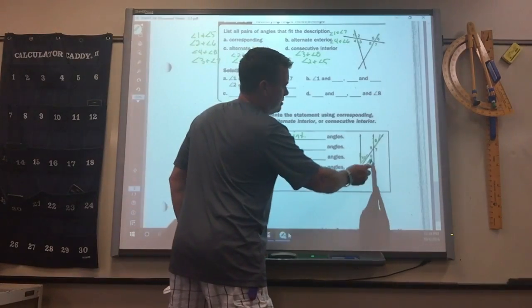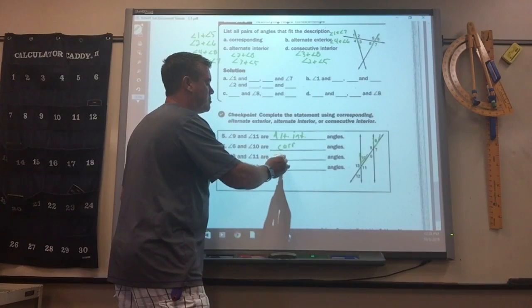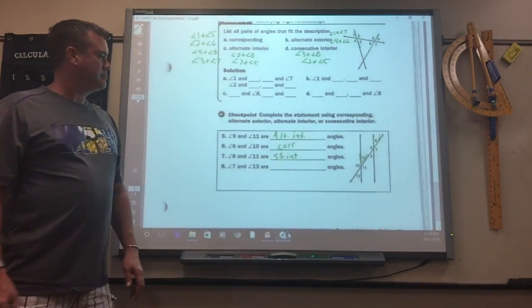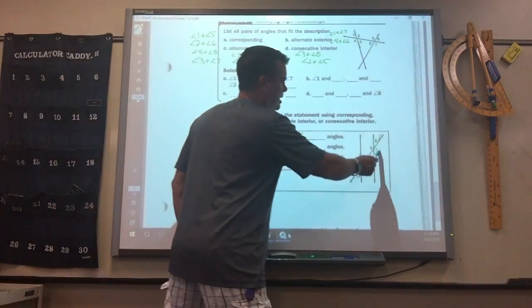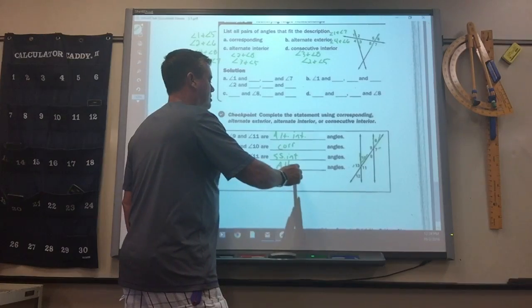Eight and 11, consecutive interior, or you could call it same side interior. Whichever one you want to do is fine. And then 7 and 13, alternate exterior, alt ext.